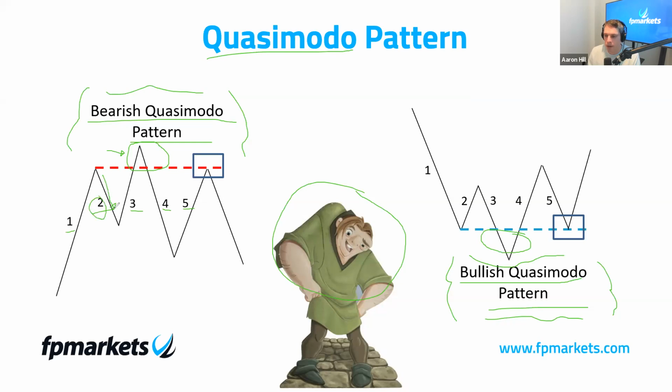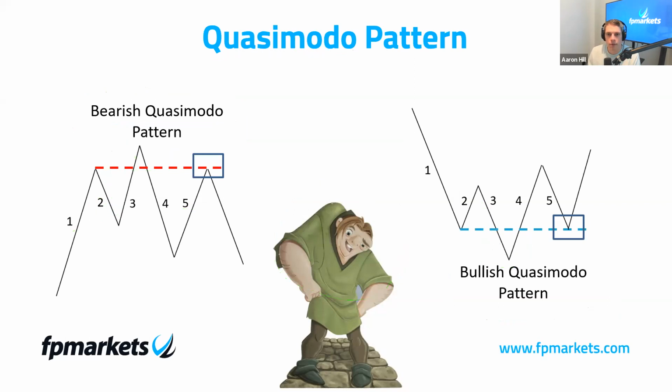Don't worry, Mark, I am going to go into more detail shortly. This is only a brief introduction, really. But the third leg, yes, is always higher on the bearish, and the third leg is always lower on the bullish Quasimodo pattern. Right, okay, let me clear those drawings.